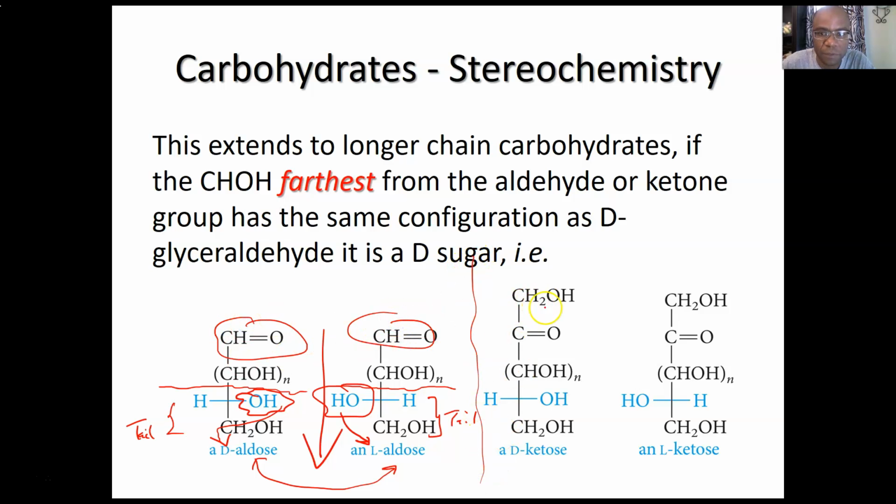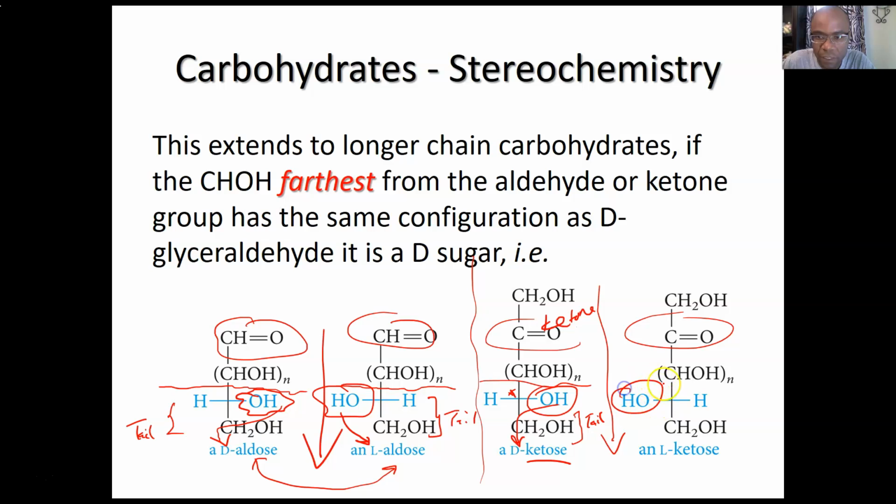The same happens with ketoses, because now you have a ketone. Read your Fischer projection downwards, look at your second last carbon. That's going to be next to the tail of the Fischer, so it's to the right, so that's a D ketose because you have a ketone right there. This one's to the left, so it's an L ketose because you have a ketone right there.